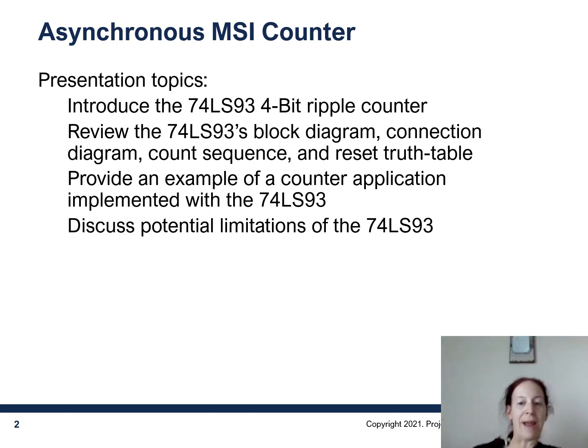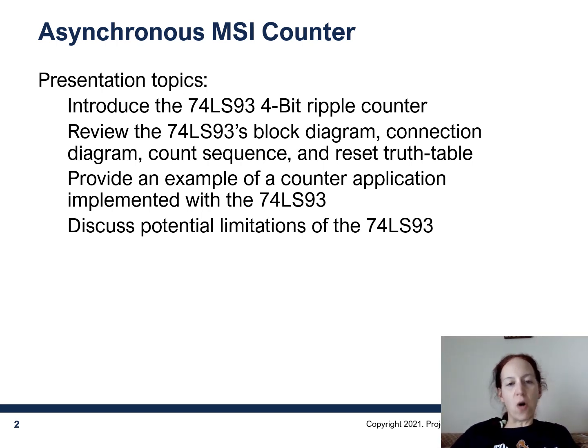That's really weird. So anyway, the presentation topics are to introduce the actual IC chip. It's a 74LS93 as a 4-bit ripple counter. Remember, ripple counter is an asynchronous counter. Look at the block diagram and the connection diagram, clock sequence, like basically the manufacturer information on this particular IC and what it does. Then provide an example and then discuss when would you want to use this in a design, when would this be advantageous. And it is a pretty short presentation. It's only 9 slides. I have a little bit that I want to add to it just as we're going through it, but not much. It's a very, very straightforward presentation.